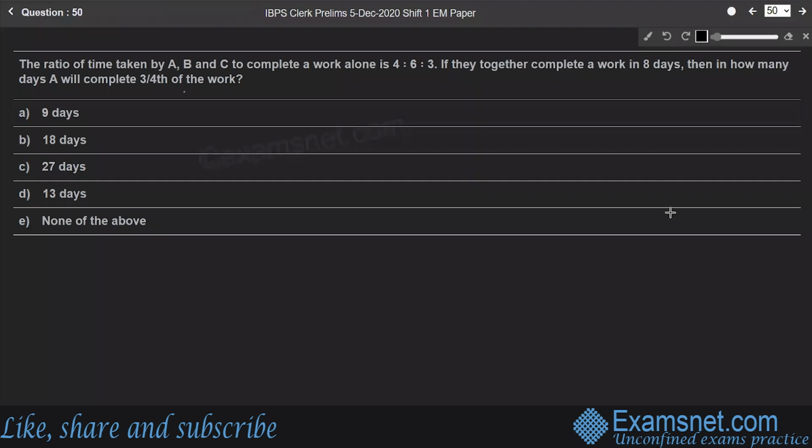Question 50. The ratio of time taken by A, B, and C to complete a work alone is 4:6:3. If they together complete a work in 8 days, then in how many days A will complete 3/4 of the work? Here, ratio of time taken by A, B, and C to work alone is 4:6:3. So let time taken by A, B, and C be 4x, 6x, and 3x respectively.